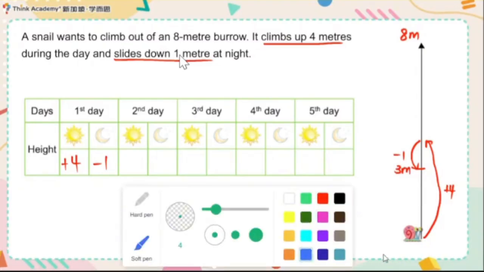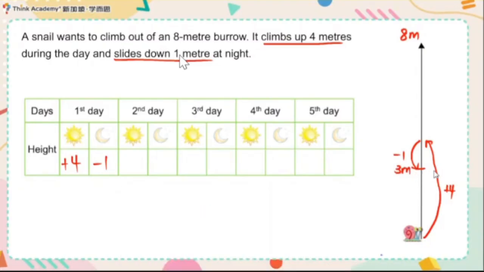Okay, now let's move on to the second day, right? On the second day, I start from the 3-meter mark and I climb 4 meters up again. So it's a +4, but then I have not reached the top because 3 plus 4 is 7, not 8. So unfortunately, the night has come. So the poor little snail will have to slide down 1 meter again, right? So -1. Okay, and now where is it at now? 3 plus 4 is 7. 7 minus 1 is 6. So it's now at the 6-meter mark.